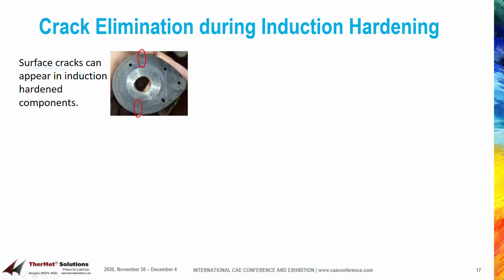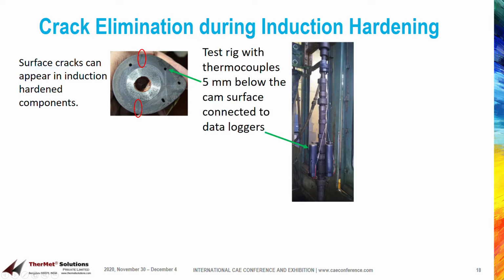Let us now look at some of the industrial cases where InverseSOLVER was successfully applied. Many a times, surface cracks appear in induction hardened components, like in this case, a camshaft. Cracks and warping are common defects in heat treatment which are due to excessive and non-uniform thermal stresses during quenching. The solution lay in reducing the heat flux due to spraying of the quenchant.